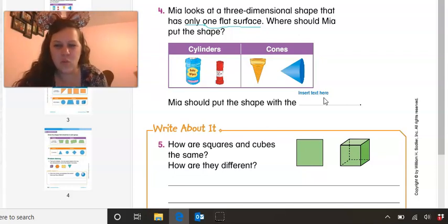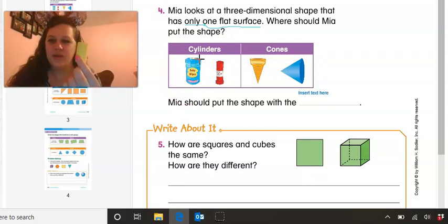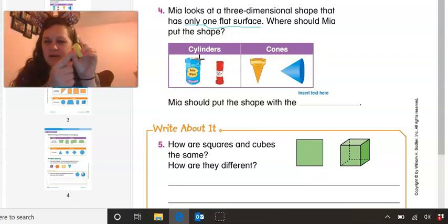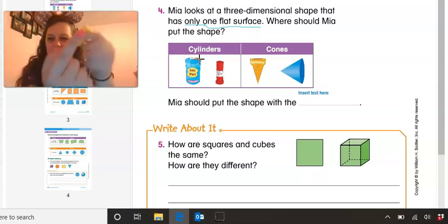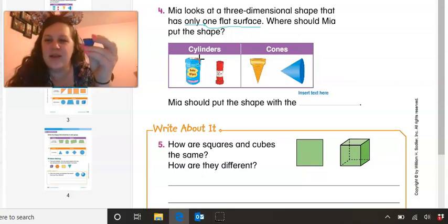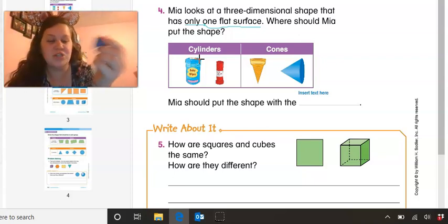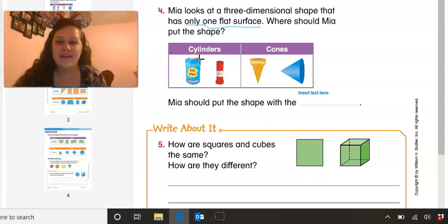If it only has one flat surface, let's look at the cylinders. Here's a cylinder right here. Does this only have one flat surface? Well, remember, a cylinder has 2 flat surfaces. So we know it can't be the cylinder. And if we look at my cone, does this have one flat surface? It does. So whatever shape Mia is looking at with one flat surface, she is going to put it here with the cones.